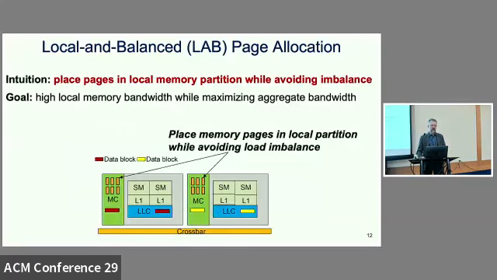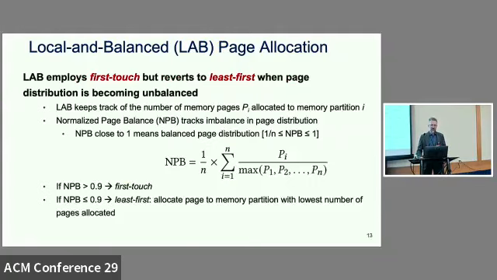So the basic idea of this local and balanced page allocation policy is to place the pages in a local memory partition while avoiding imbalance. The goal is to have high local memory bandwidth, but at the same time, we want to maximize aggregate bandwidth. So how do we do this? Well, a fairly simple idea. We do first touch, but when we note that there is load imbalance, we revert to what we call least first.